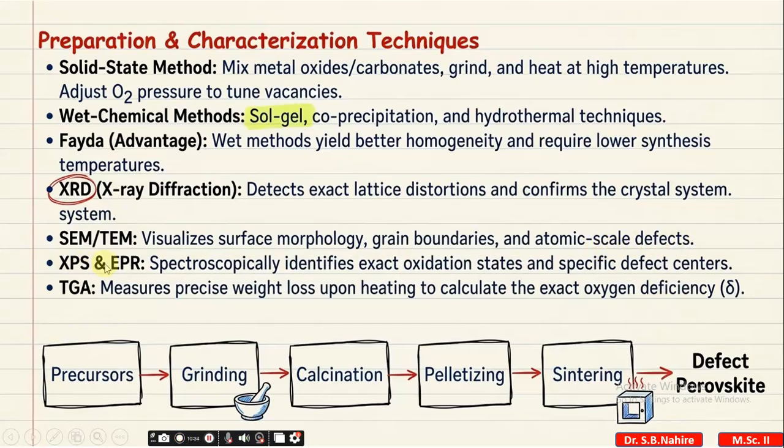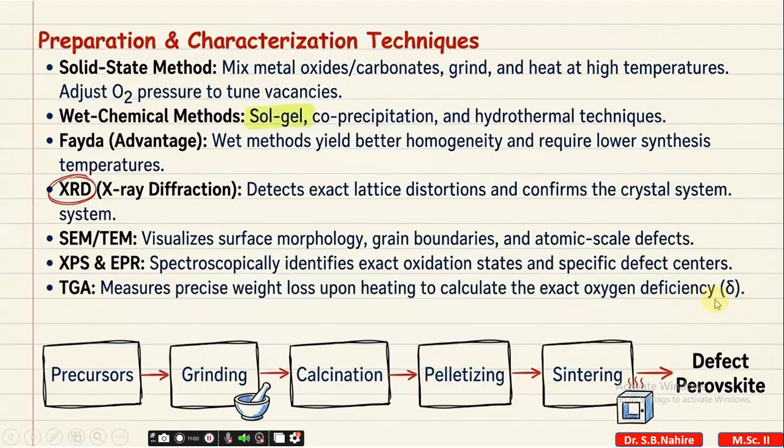Next, XPS and EPR. These are spectroscopic techniques used to identify oxidation states of elements and specific defect centers in the material. Finally, TGA, thermal gravimetric analysis. This technique measures weight loss when the material is heated. Using this, we can calculate the exact oxygen deficiency represented by delta.